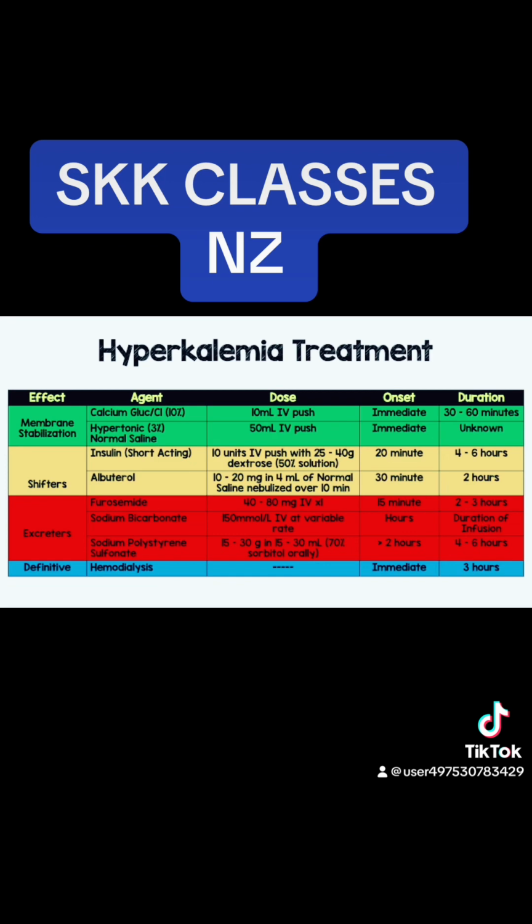But if you are giving insulin, then after that you have to follow this one. Then if albuterol is not able, you have to start the furosemide or diuretics. These are also known as loop diuretics. 40 to 80 milligram IV within 15 minutes, and its duration is 2 to 3 hours.